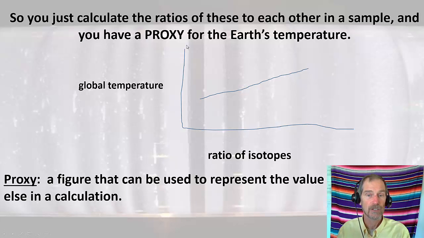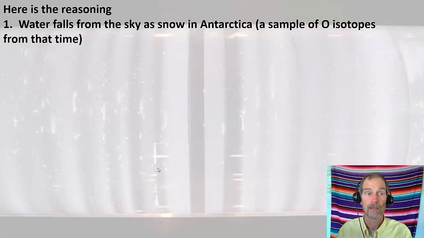Okay. So I just want to make sure you understand this term, the proxy. A proxy is a figure that can be used, a number that can be used to represent the value of something else in a calculation. Okay, so we're using the value of this to represent the actual temperature. Okay, so the ratio of isotopes that they can measure is going to be a proxy for the actual temperatures that existed. So, but I'm going to sort of do a little bit of review here.